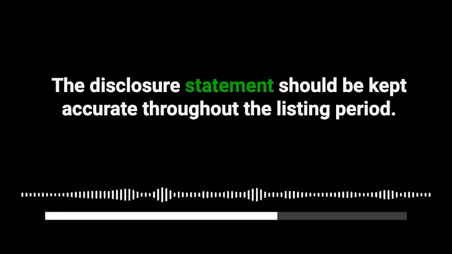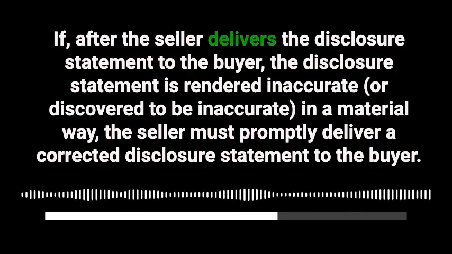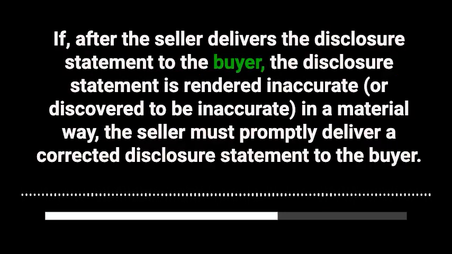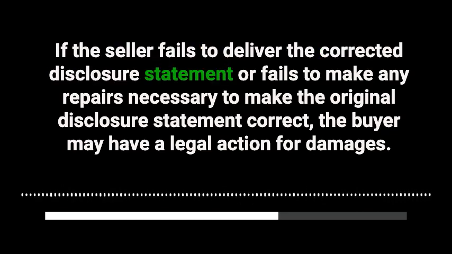The disclosure statement should be kept accurate throughout the listing period. If, after the seller delivers the disclosure statement to the buyer, the disclosure statement is rendered inaccurate in a material way, the seller must promptly deliver a corrected disclosure statement to the buyer. If the seller fails to deliver the corrected disclosure statement or fails to make any repairs necessary to make the original disclosure statement correct, the buyer may have a legal action for damages.